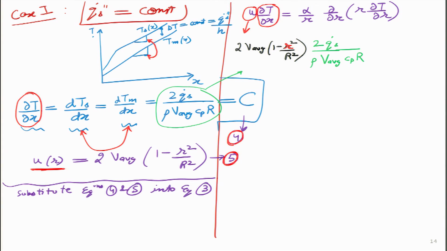Okay. Now, what happens on the right hand side? Right hand side, let us do one thing. Alpha, which is given over here, let us write it again in terms of k divided by rho Cp. So, let me write it as k divided by rho Cp into R. This is that bottom r over here that I have written, multiplied by this is d by dr, r dT by dr.